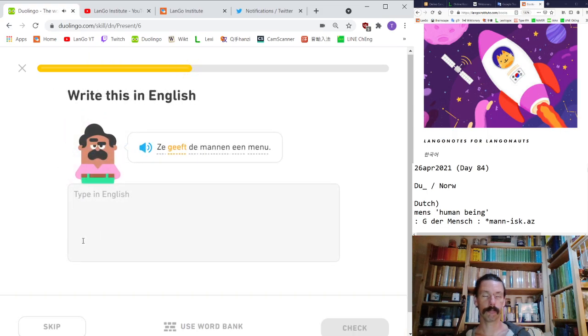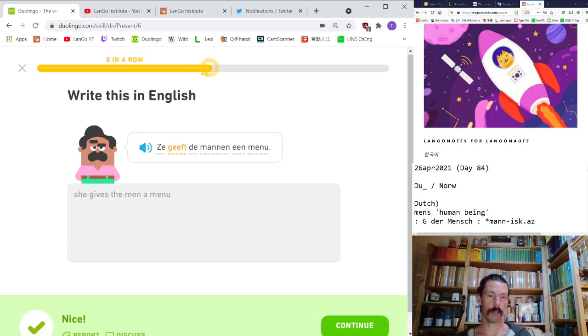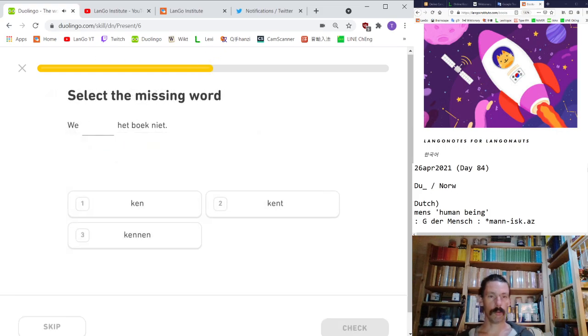Ze geeft de mannen een menu. Ze geeft de mannen een menu. She gives the men. Note that there's no umlaut in the plural here on men. A menu. Men a menu. Men, me and you, a menu. Man, a canal. We, the unstressed one, looks just like our word we, which is what it means.